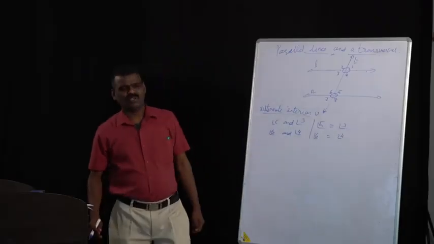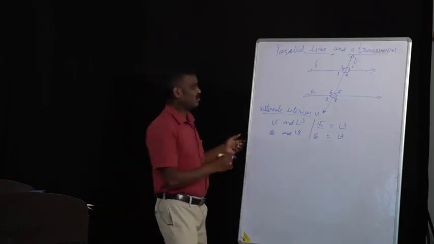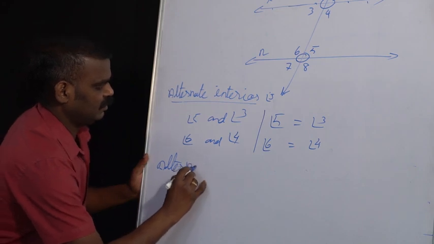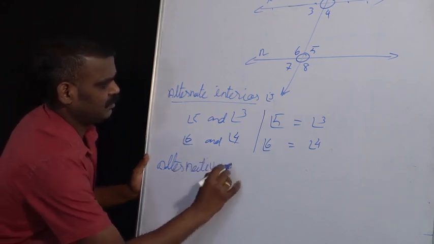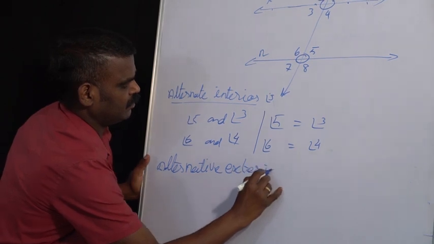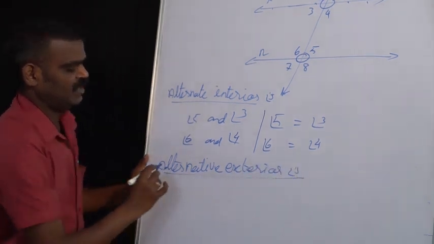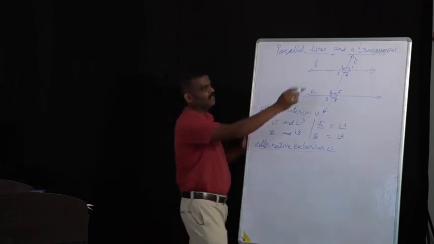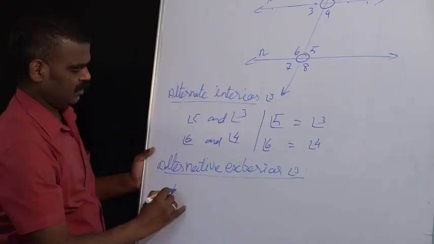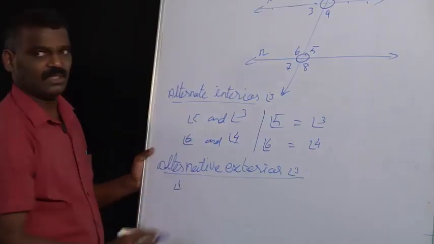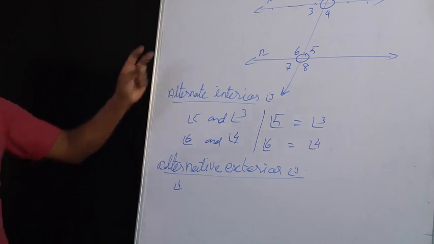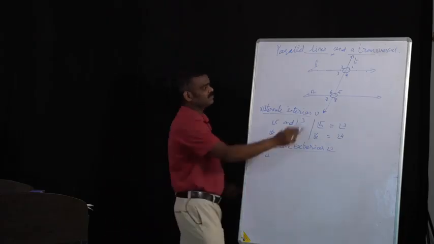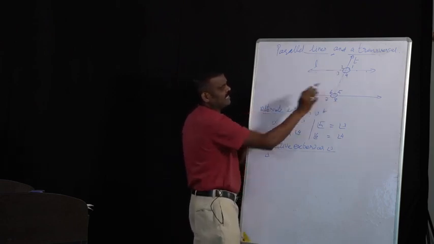Okay. Next, then it will go automatically to which one? Alternative exterior angles. Now it is very easy, because you have learned interior angles, so exterior angles will be easy. What is an exterior angle? Angle 1. What are the other exterior angles? 2 is here, 7 is here, 8 is here.